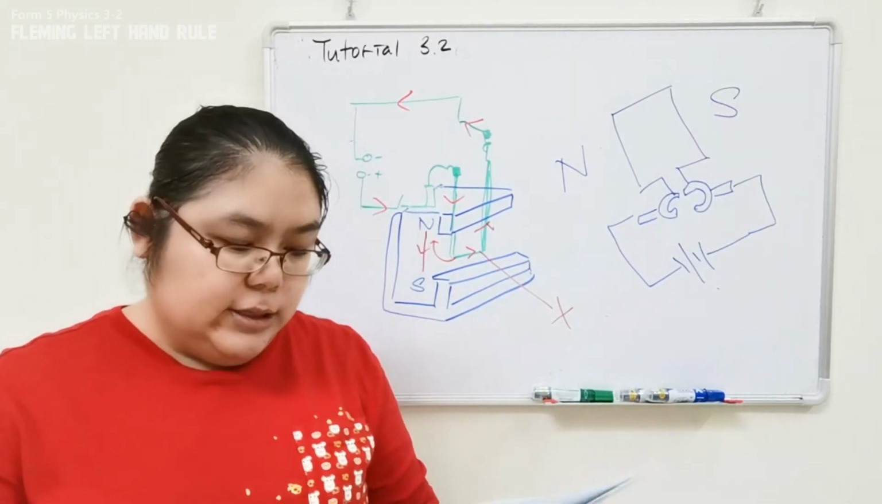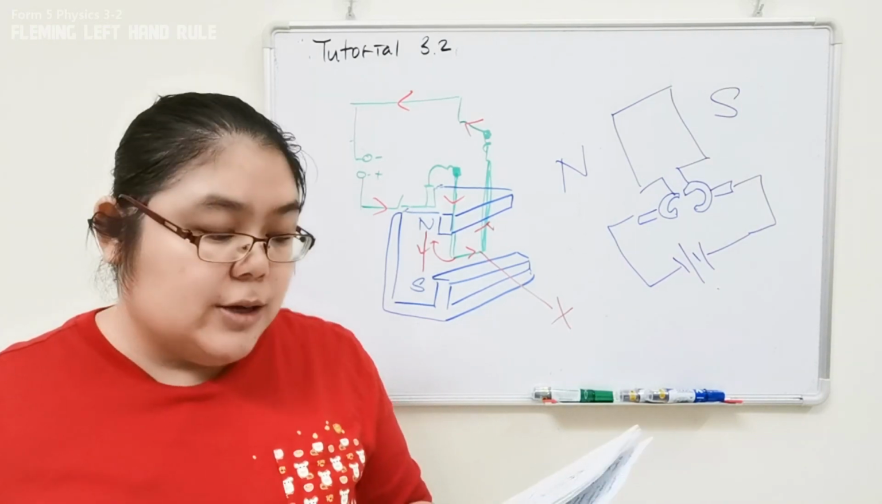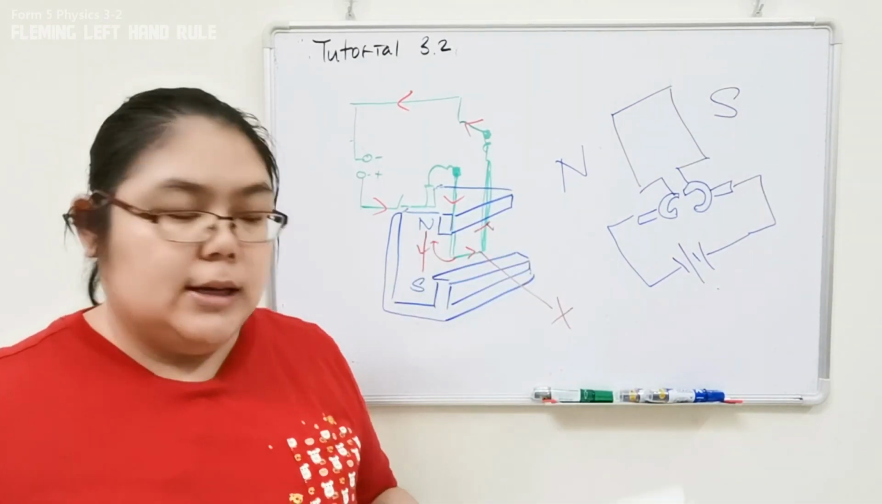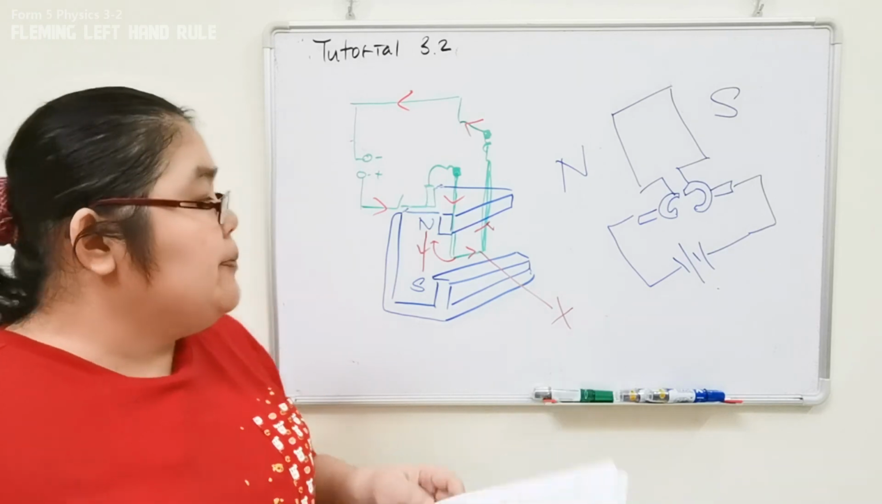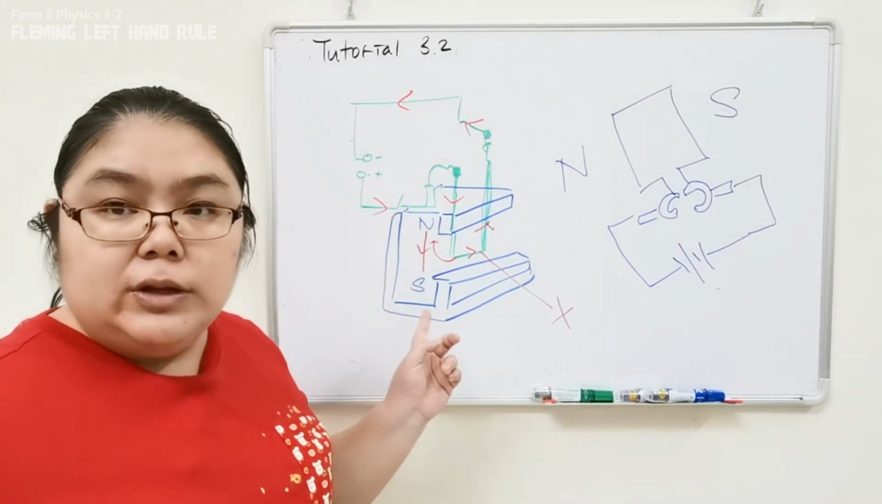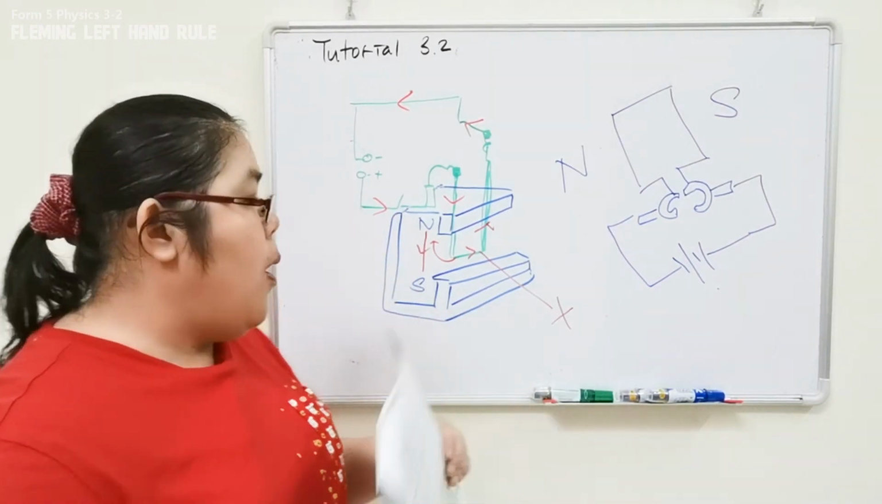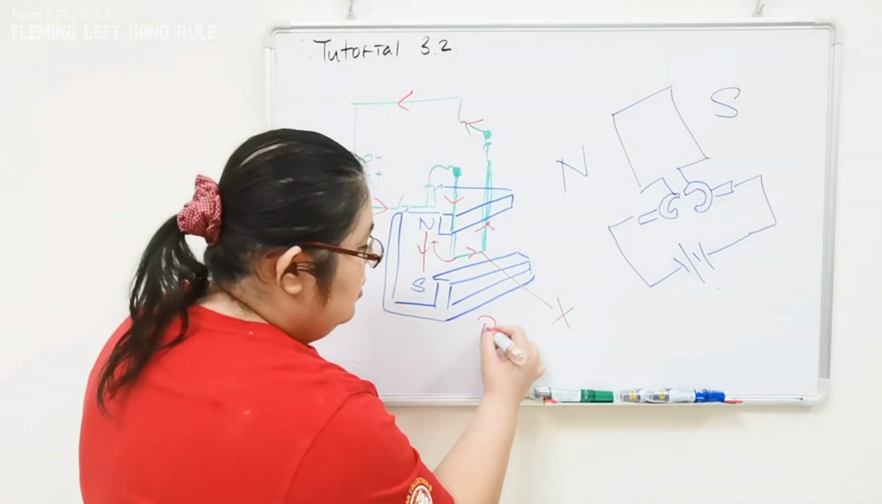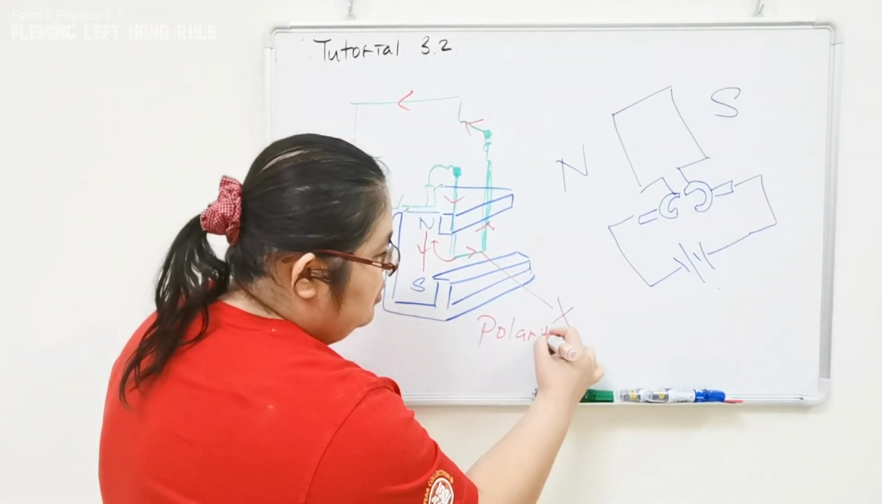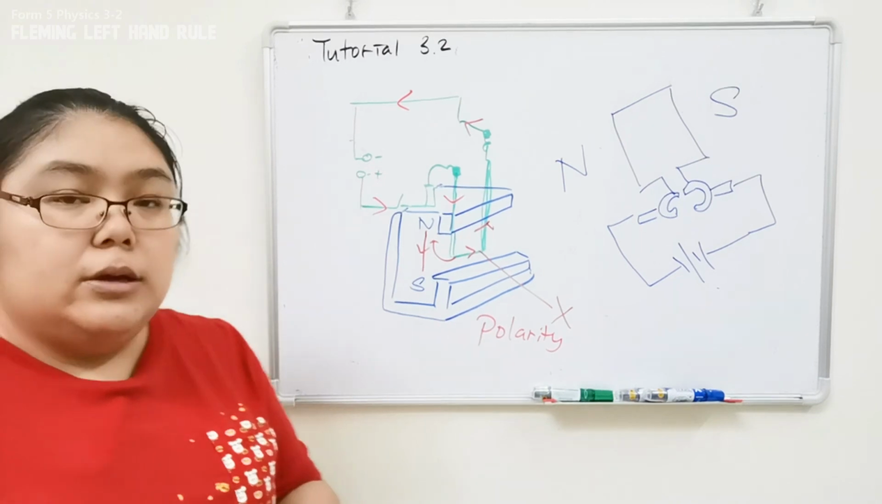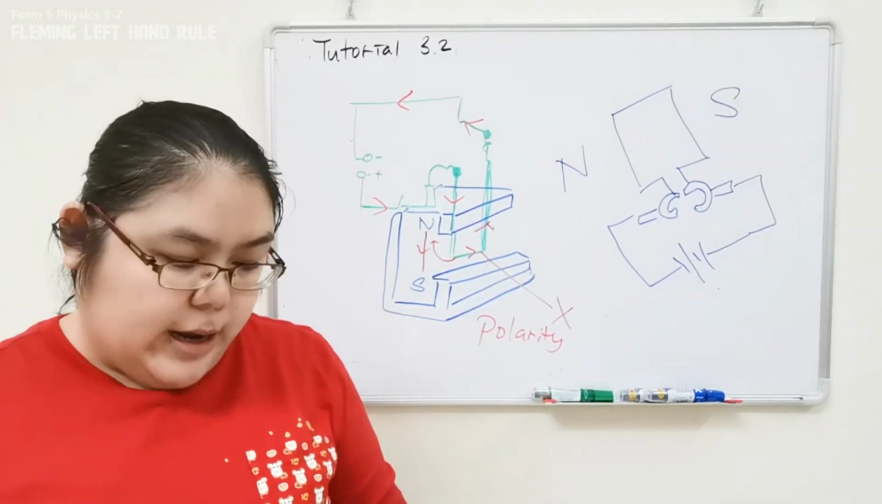So your answer here you need to write is: number 1, reverse the terminal of the battery. Number 2, reverse the polarity of the magnet. Okay, polarity spelling. Reverse the polarity of the magnet.